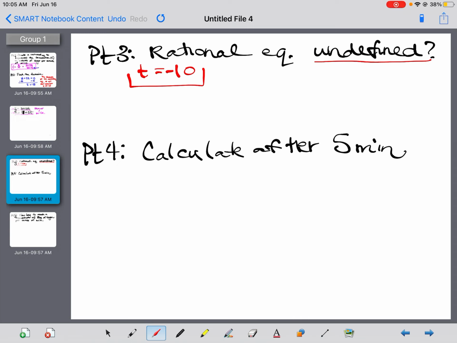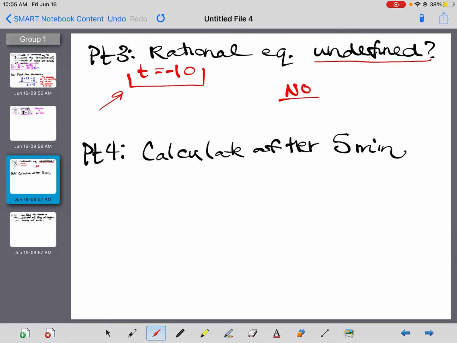So is there a place? The only place where it's undefined is -10. But because we're talking about time, you can't have negative time, because that would represent 10 seconds before mixing begins, which doesn't make sense because you can't have something before. So the answer here is no, for the reasoning I gave.